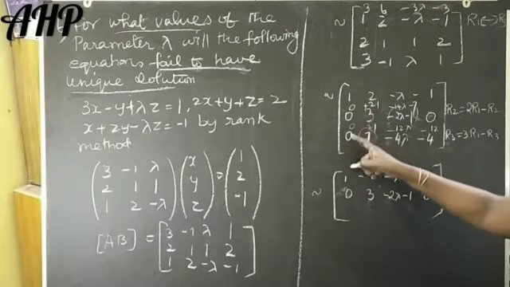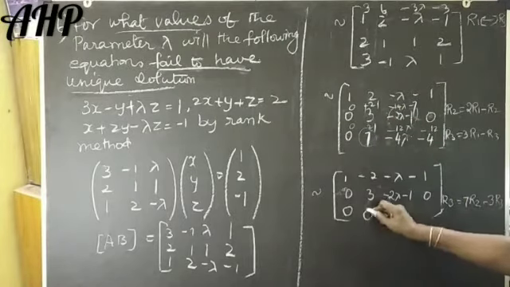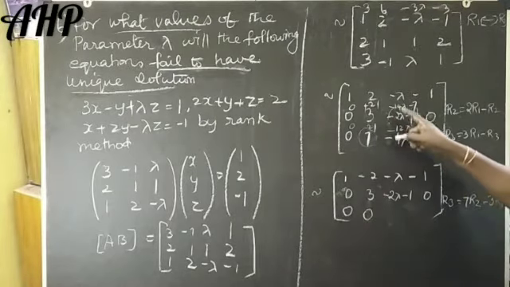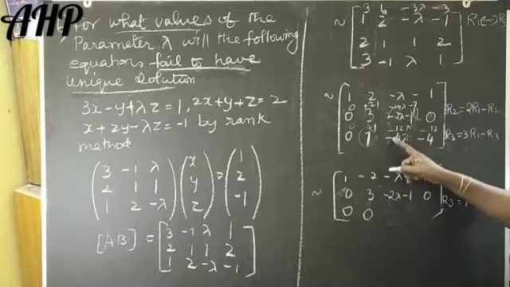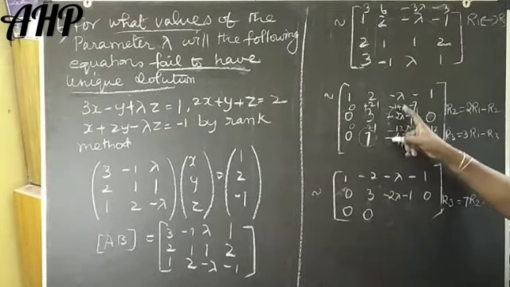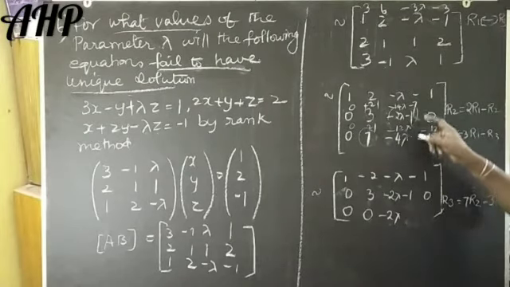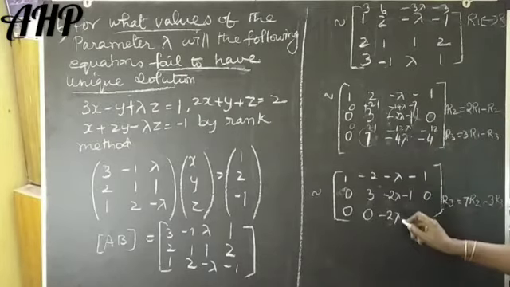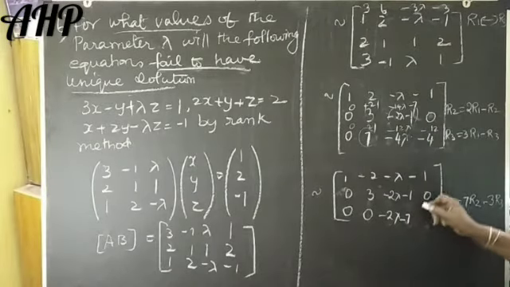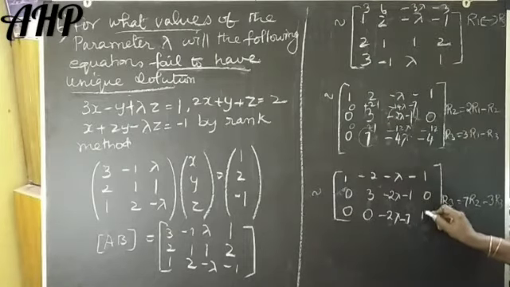Now subtracting 0 minus 0, 0. 21 minus 21, 0. Minus 14 lambda minus 7 minus 12 lambda. So this will become plus. So minus 14 plus 12 gives you minus 2 lambda minus 7. So 0 minus 12 gives you plus 12.